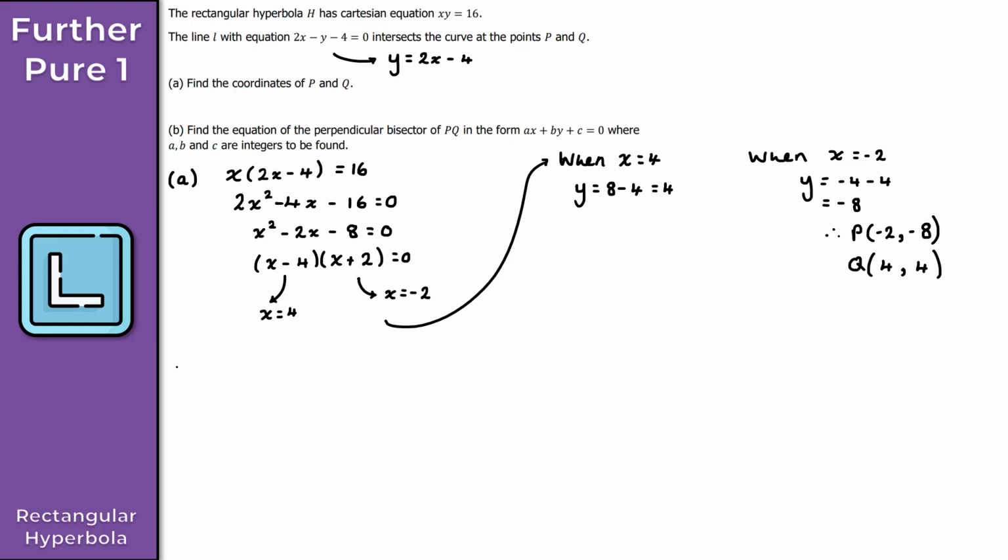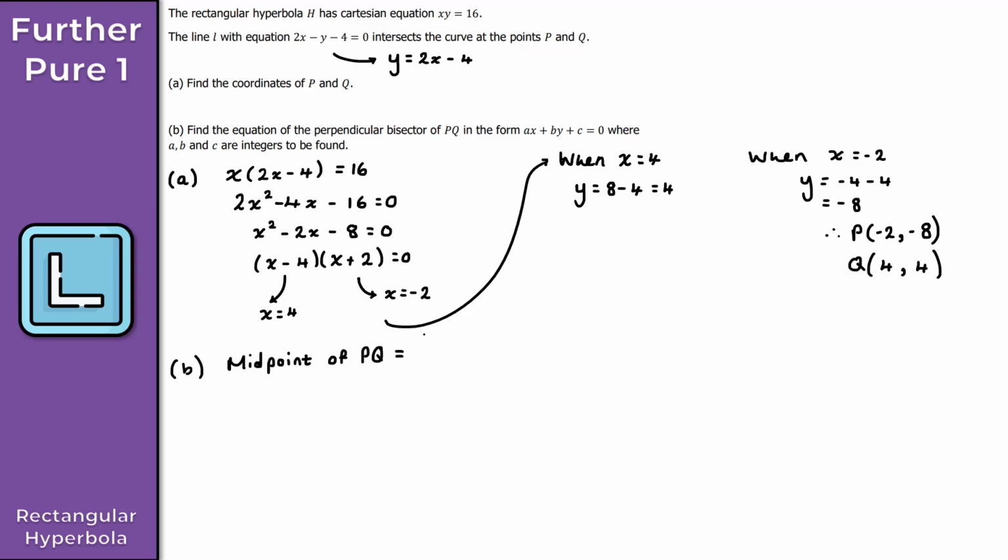So now for part B then, just as a follow-on here, it says find the equation of the perpendicular bisector of PQ in the form ax plus by plus c equals 0, where a, b, and c are integers to be found. So the first thing that we need here then is the midpoint of PQ. Okay, so for the midpoint here of PQ, let's just write this down.